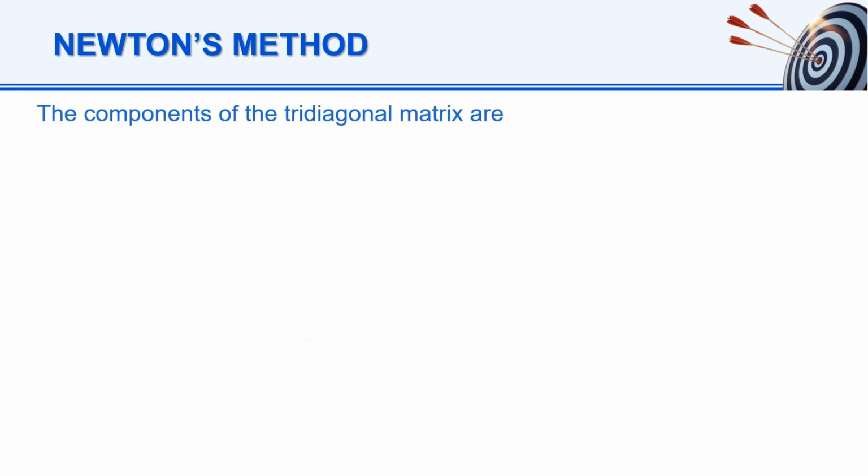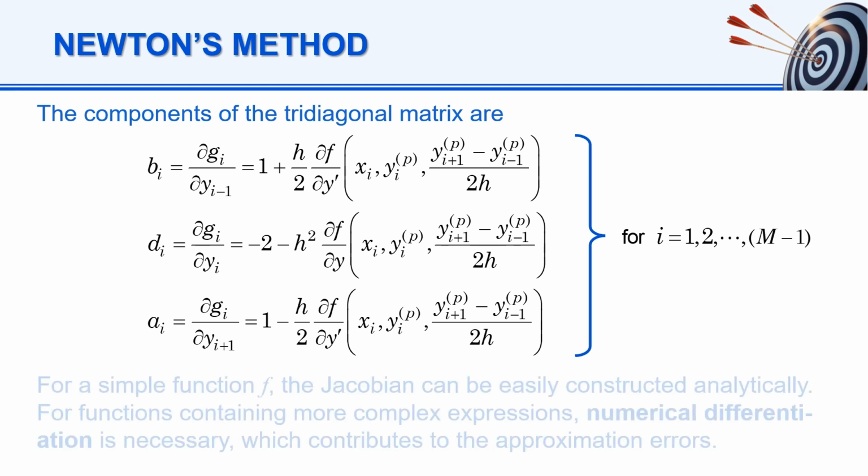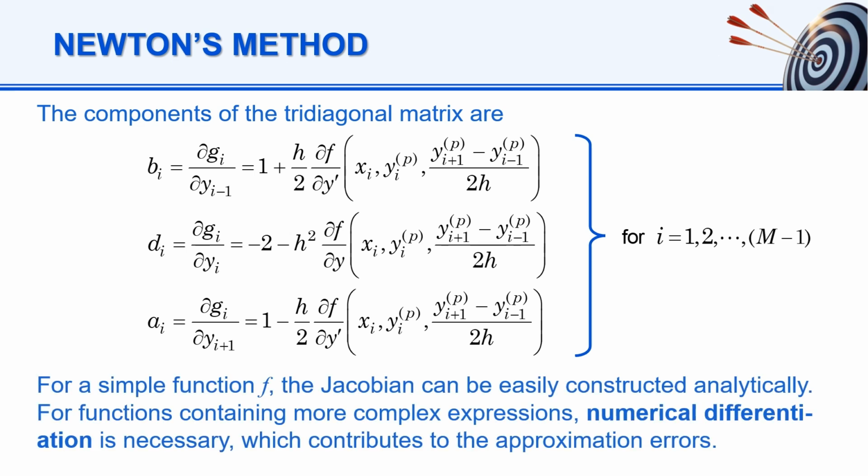The components of the tridiagonal matrix are: for a simple function f, the Jacobian can be easily constructed analytically. For functions containing more complex expressions, numerical differentiation is necessary, which also contributes to the approximation errors.